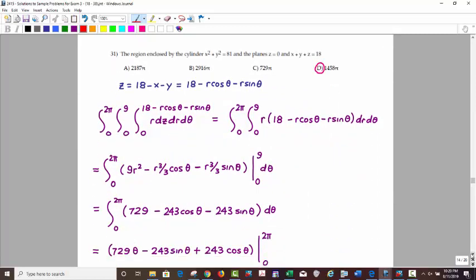Number 31. Region enclosed by the cylinder and the plane z equals 0 and x plus y plus z equals 18. So we've got a sphere cutting through that plane, and we're trying to find the volume under that plane, but inside the cylinder.